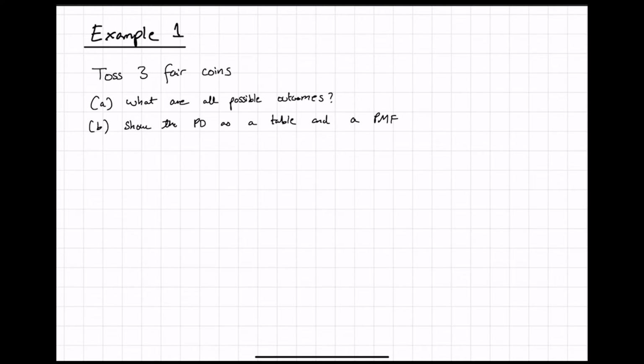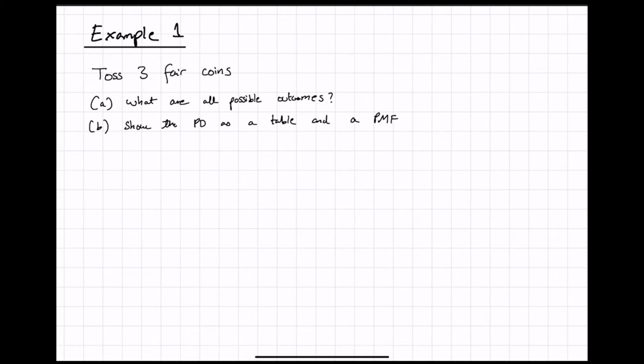Okay. So now let's try to do an example question on how to use these probability distributions. We'll go through 3 different examples of how to use these, and hopefully that will get you familiar with what we've just learned. So let's say we toss 3 fair coins, and we want to figure out what the possible outcomes we can get are. And then we want to draw the probability distribution as a table and as a PMF. So we'll show you both ways to do it.